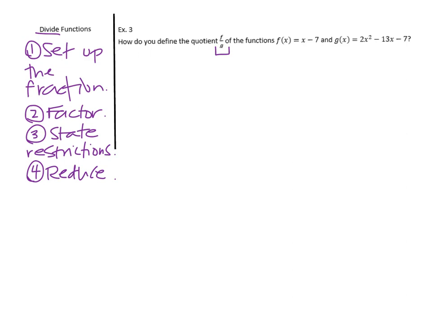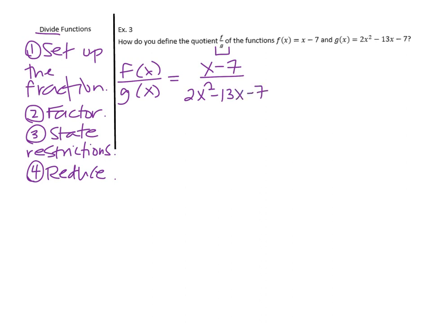So just like before, if we set this up, at least the nice thing here is we're not adding and subtracting or multiplying a bunch of fractions together. We're just taking one fraction and simplifying it. f divided by g means f of x divided by g of x. And that would be x minus 7 over 2x squared minus 13x minus 7.